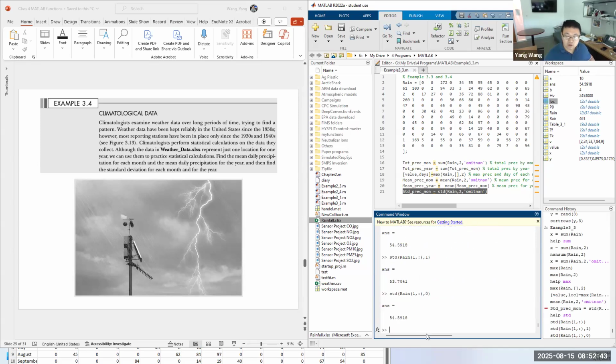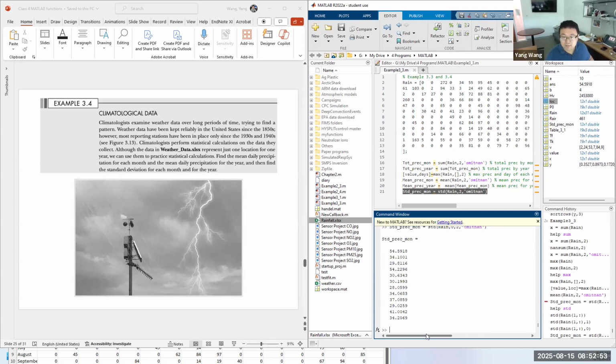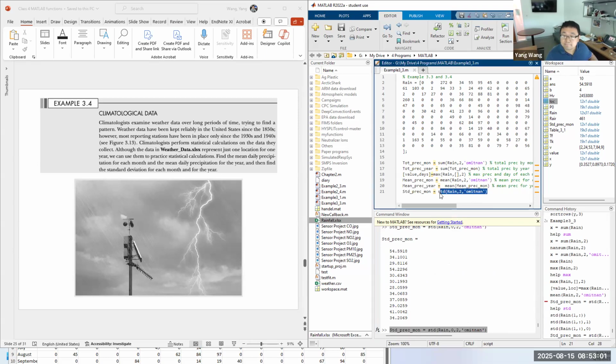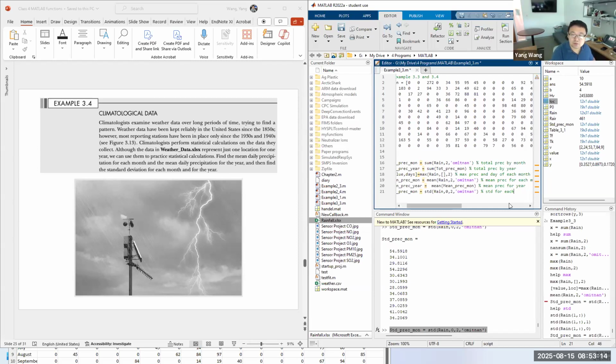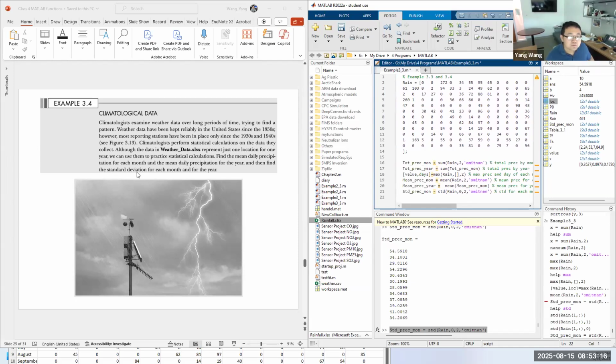So then I think for our calculation, you can just use rain, 0, which is the W value, the dimension 2, and omit NaN. So this is basically the function that we use to calculate the standard deviation for each month, right? Because it's doing the standard deviation for each row. And then also the standard deviation for each month of the year, right?